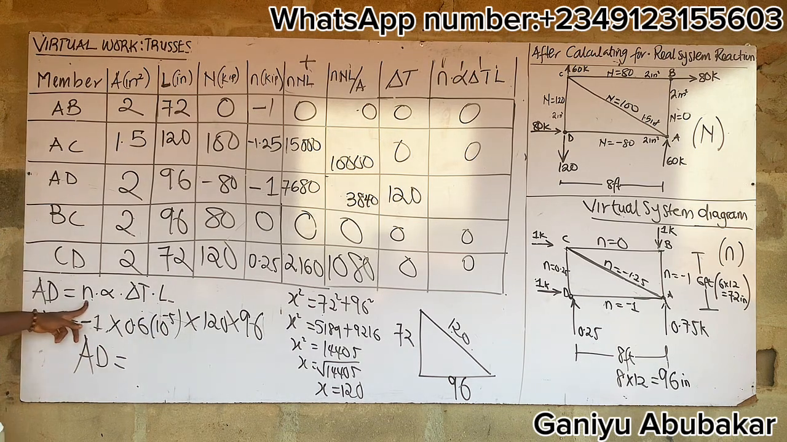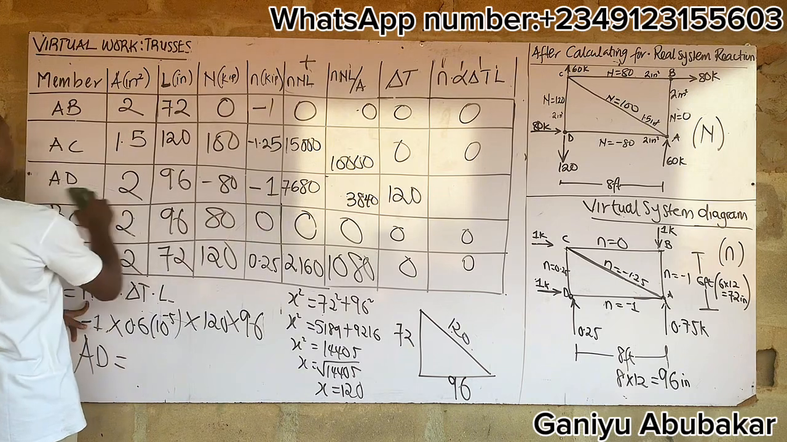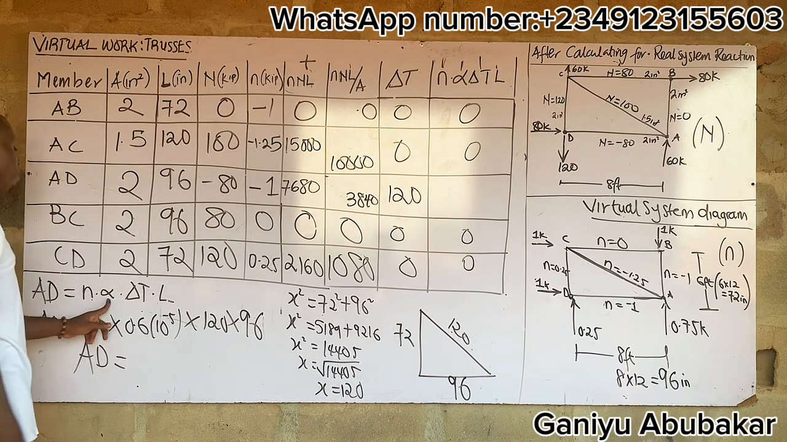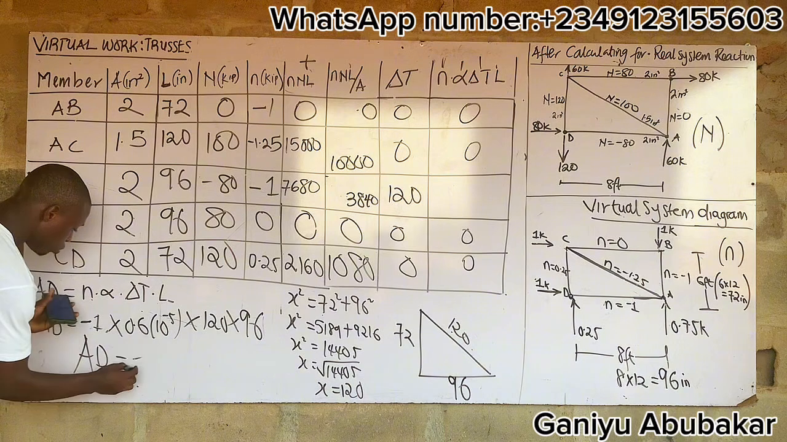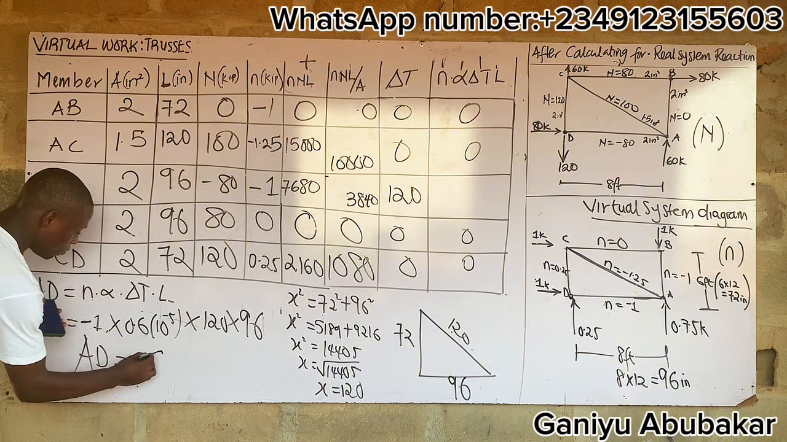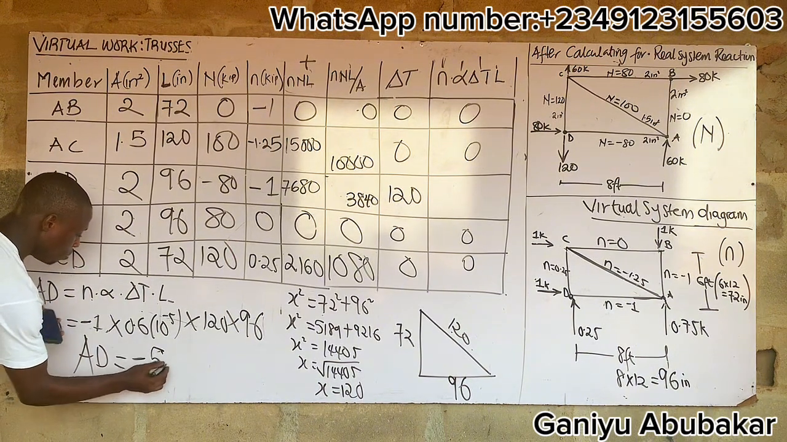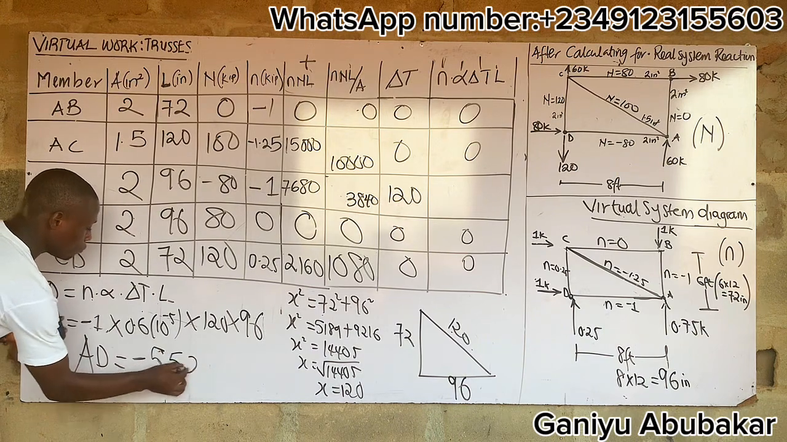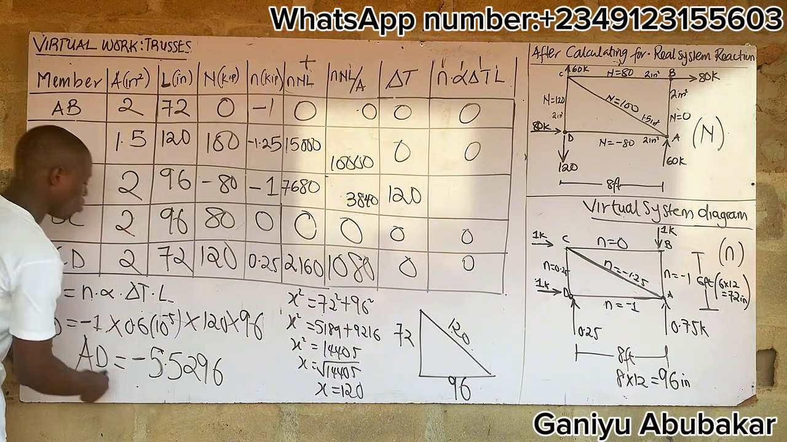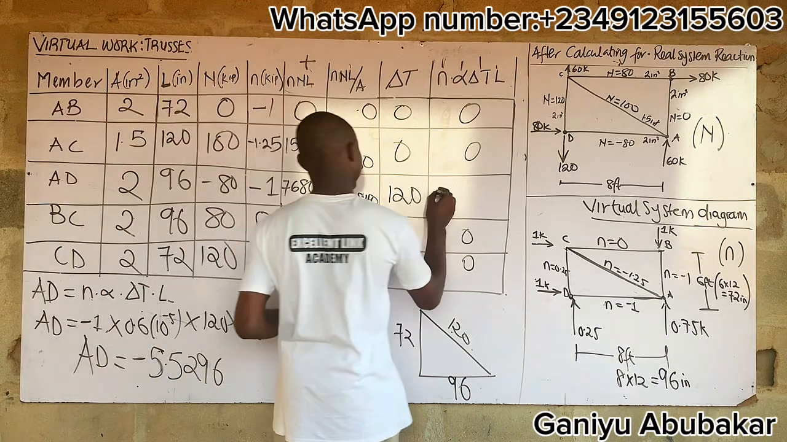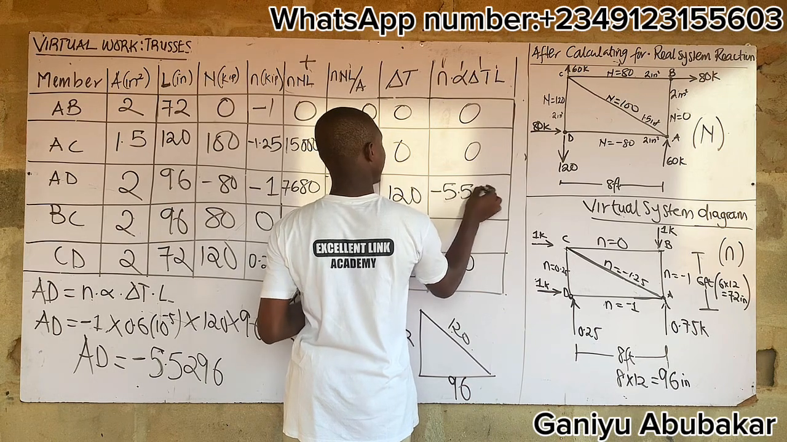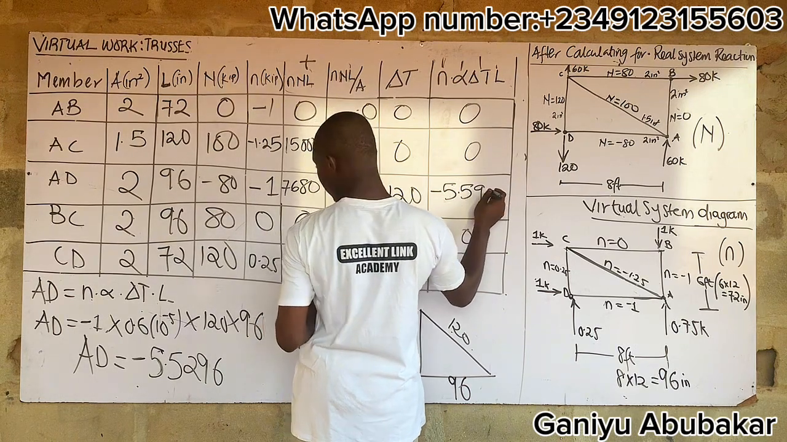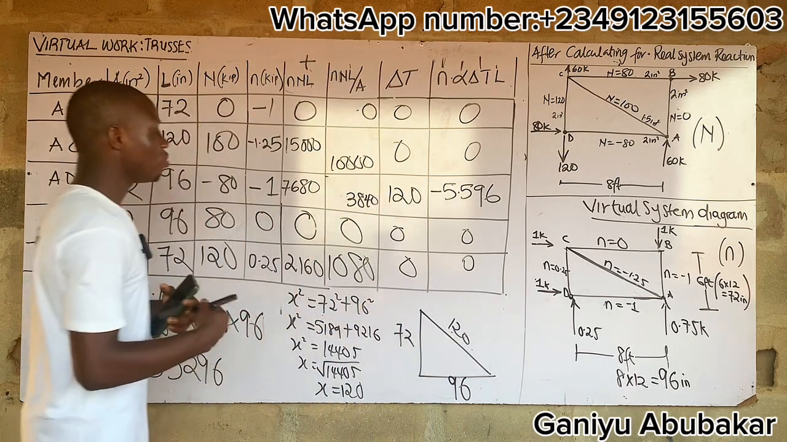So what's n? Small n of AD is minus 1, times alpha, which is given in the question as this value, 120, and this. Such that my answer becomes what? A minus 5.5296. So I have my answer for AD as minus 5.59596. I have this, please.